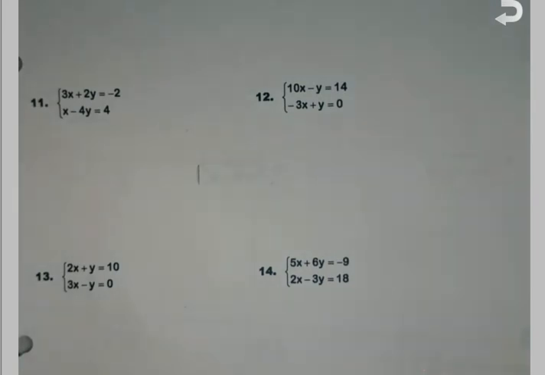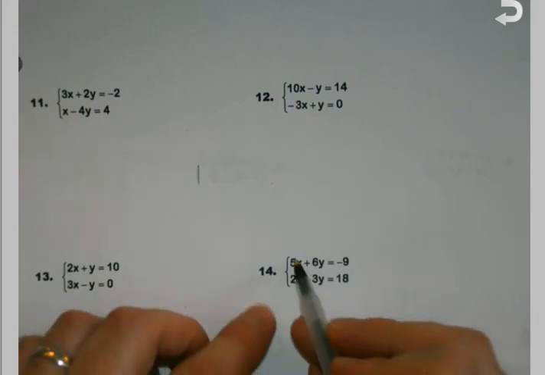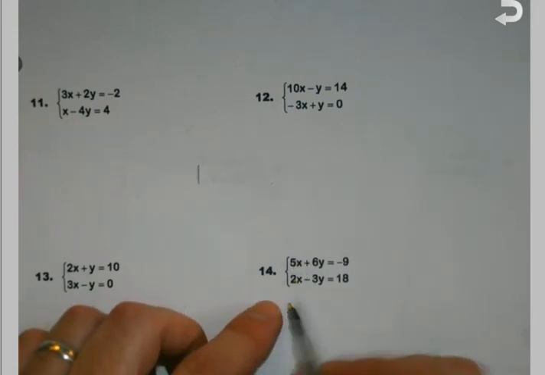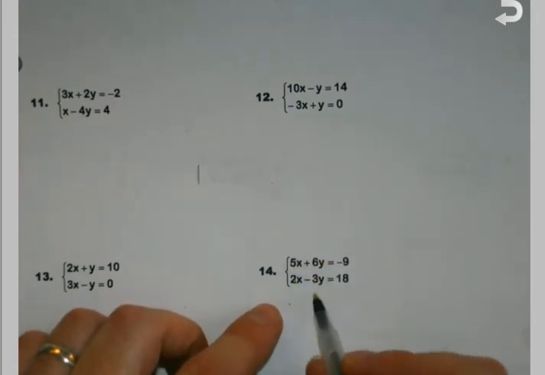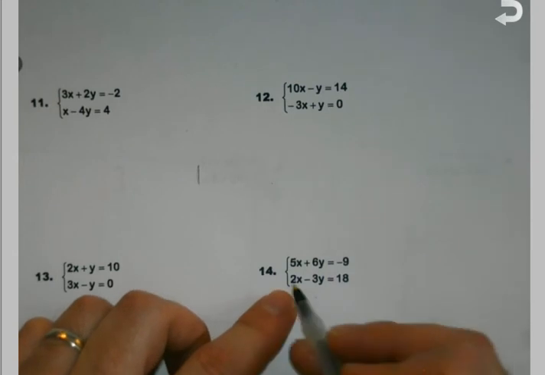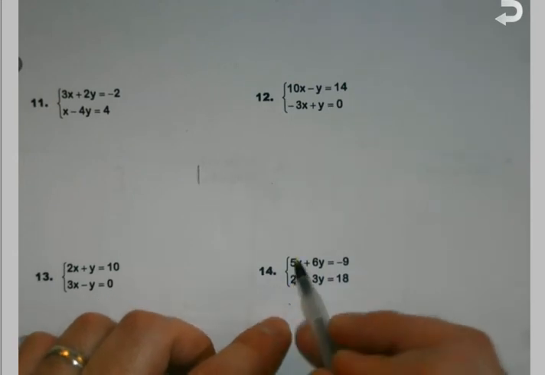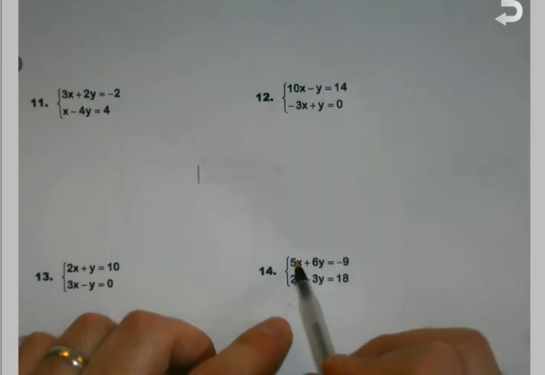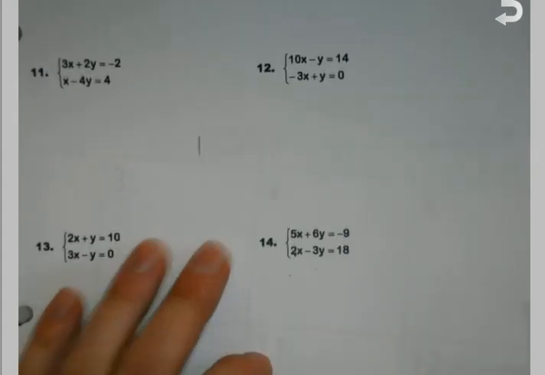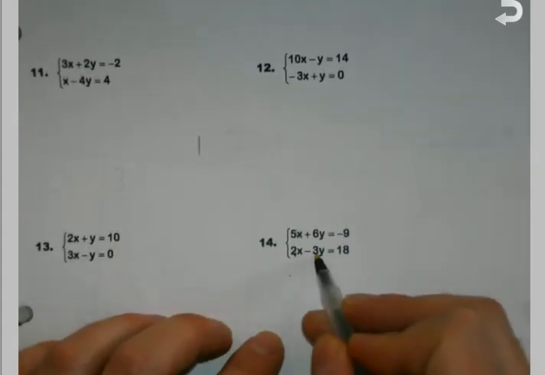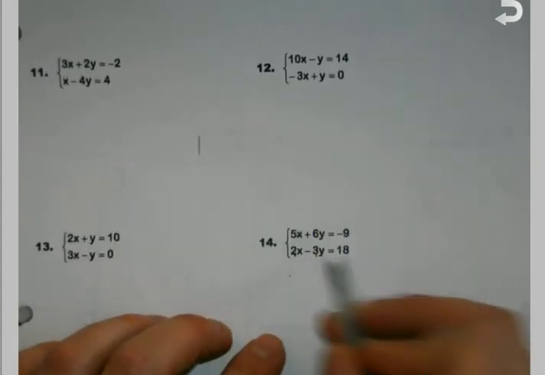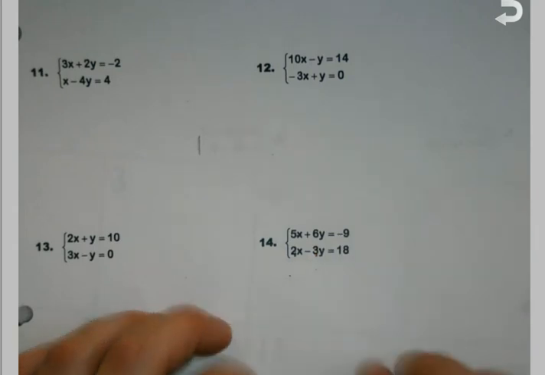So if I come down to 14, I notice 5 plus 2, okay, that's 7. That didn't cancel. 6 and negative 3, that didn't cancel. Can I multiply 2 by some whole number to get to 5? No, I can get a decimal, but I don't want to do that. I'm always looking at the smaller number versus the bigger one. What about 3 to get to 6? 2.